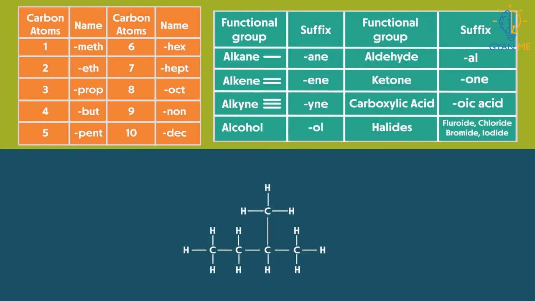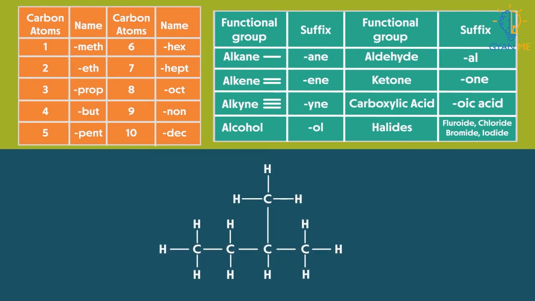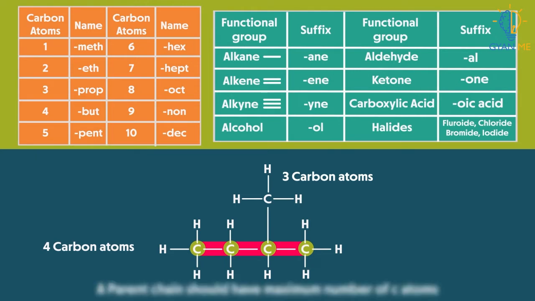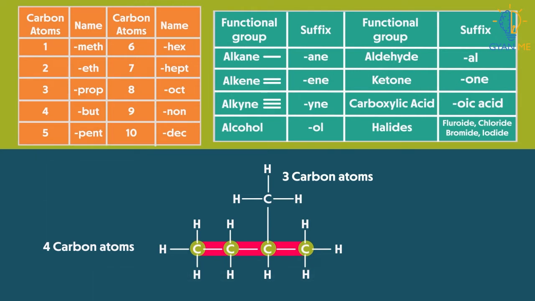For example, look at this compound. In this compound, what will be the parent chain? This one or this one? Yes, you are right. It will be the first one. This is because counting the first way, we get 4 carbon atoms in the chain, and counting the second way, we get 3 atoms in the chain. And since we know that to make it a parent chain, it should have the highest number or maximum number of carbon atoms. So what will be the root here now? Yes, it will be but, since this parent chain has 4 carbon atoms.